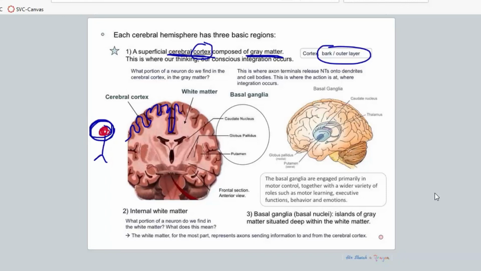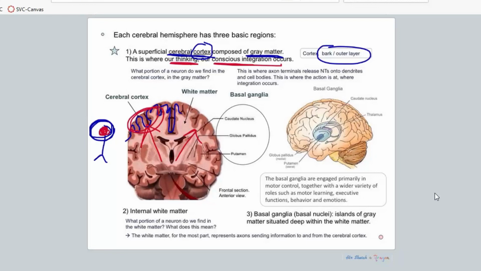Now, the cerebral cortex is super important. And the reason that's the case is because this is where our thinking occurs. This is where our conscious integration occurs, up here in the cerebral cortex. All this sensory information goes up to the cerebral cortex, but we don't become aware of it until it actually hits this region. It hits those cell bodies there.